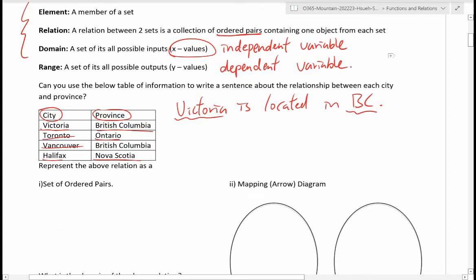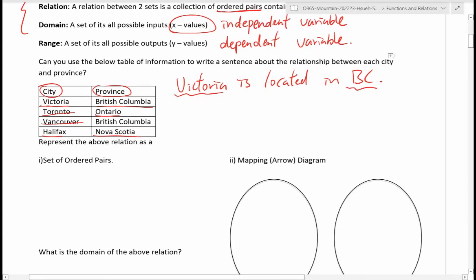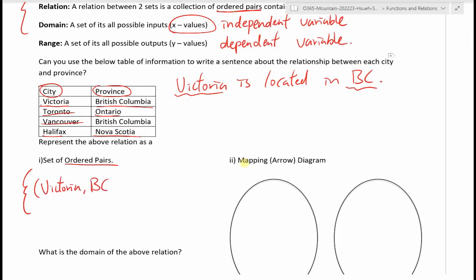Now we're going to represent the above relation as a set of ordered pairs. How you do that is you start with a squiggly bracket, which represents the set. Ordered pairs again will be one from city and one from province. So you start with a bracket, Victoria. That's the input, and the output is the province, which is BC. So that is one ordered pair. You put them in brackets, just like how we label the coordinates of a point. It's x value, comma, y value. So this is your input, comma, output.